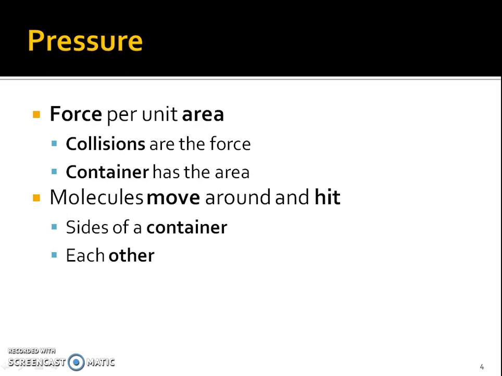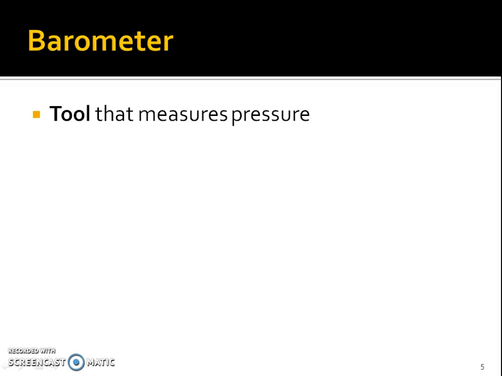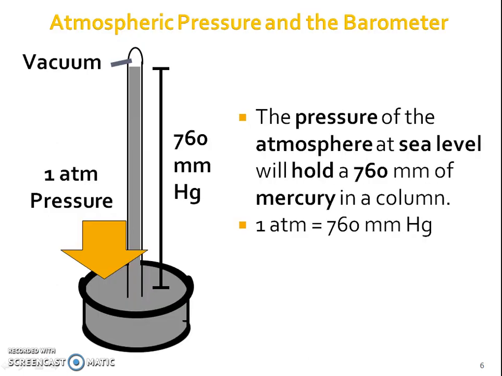Now, where do those collisions come from? Well, molecules are constantly moving. So those collisions are going to come from those molecules hitting the sides of the container, as well as those molecules hitting each other. So it's force per unit area. How much force are those molecules putting on each other and putting on the sides of the container?